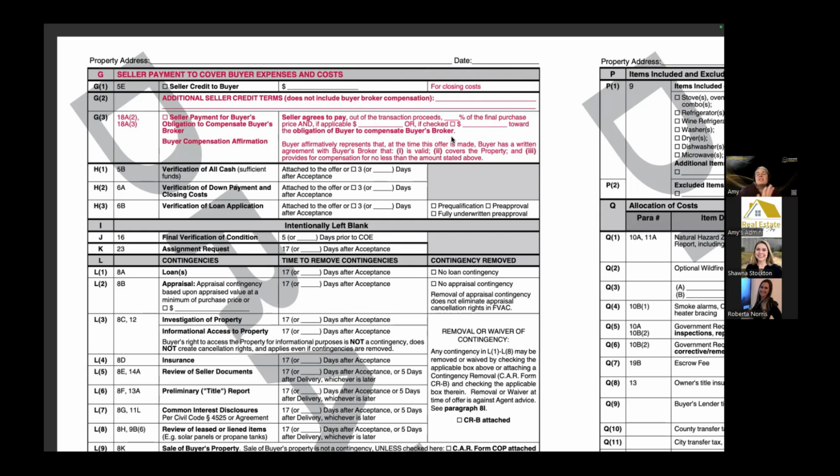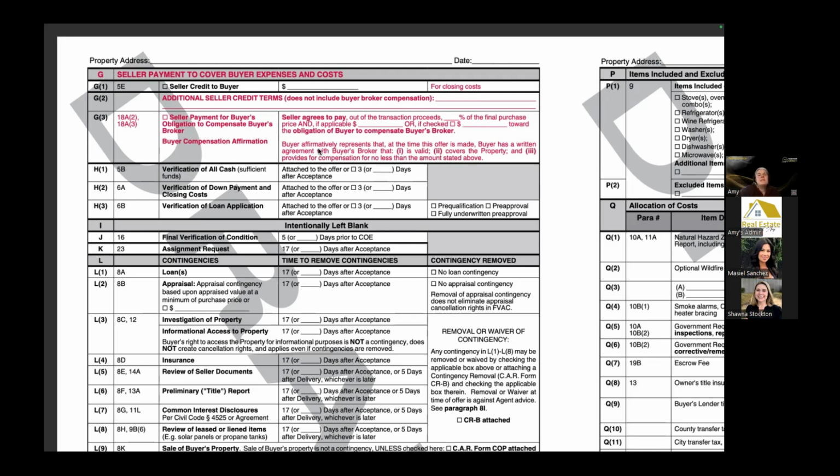Just keep in mind too that on this residential purchase agreement, it does not have to match our BRBC form. The amounts here can be less than or equal to what's on the BRBC. So when it comes to this compensation, it can be less than or equal to. It can't exceed the amount on that BRBC.